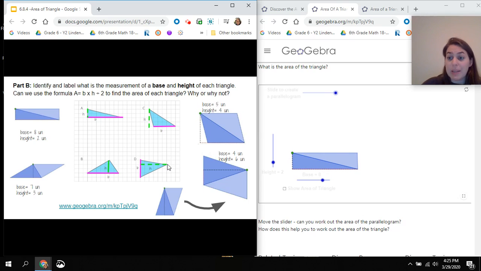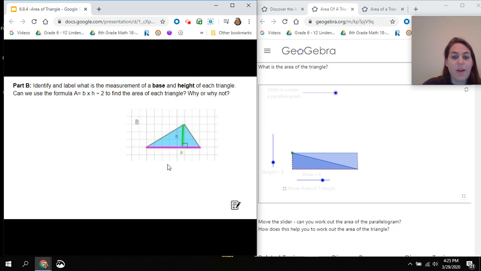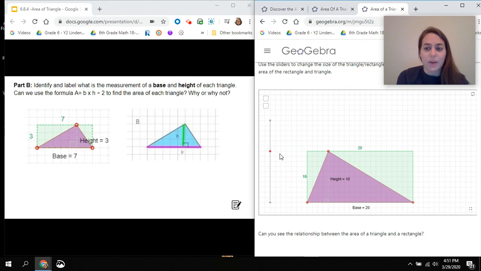Remember, the base can be any side, as long as the height makes a right angle with that base. But creating a parallelogram is not the only way to look at this problem. Let's look at a different way you could have decomposed our triangles.